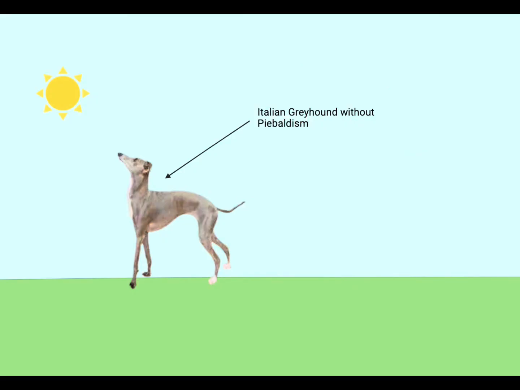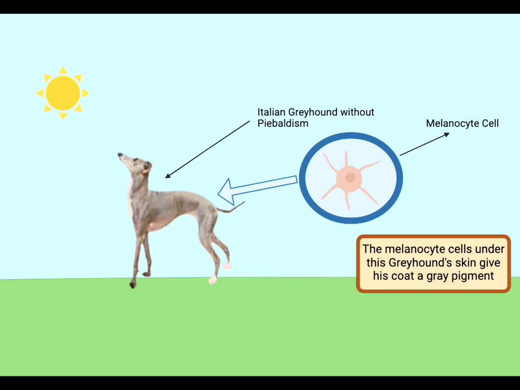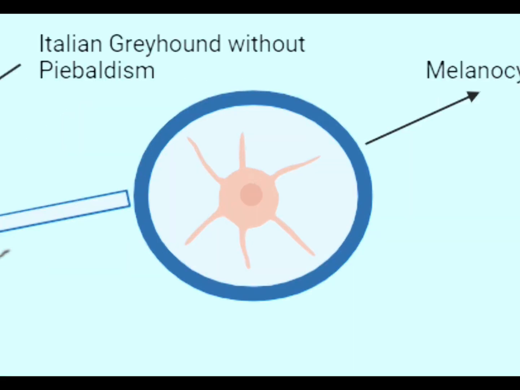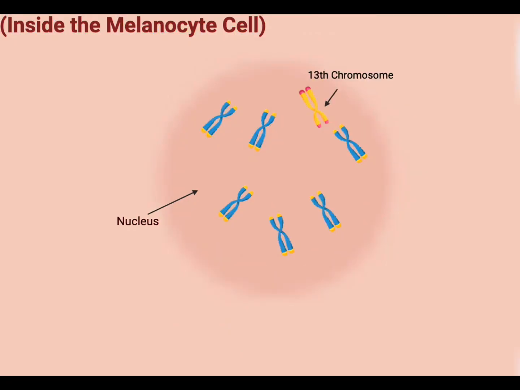The pigment on a dog's coat comes from melanocytes in its skin, eyes, and hair. Melanocytes produce melanin, determining the color of a dog's skin and hair. The absence of melanin in certain areas of the skin will give it a white appearance. Deep inside the nucleus of a melanocyte lies the c-KIT gene, located on the 13th chromosome.